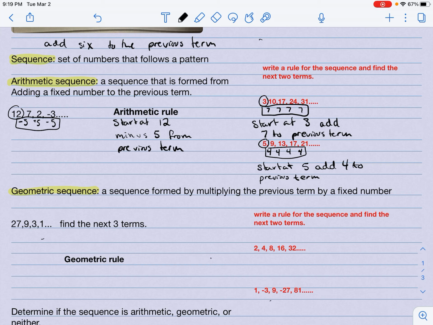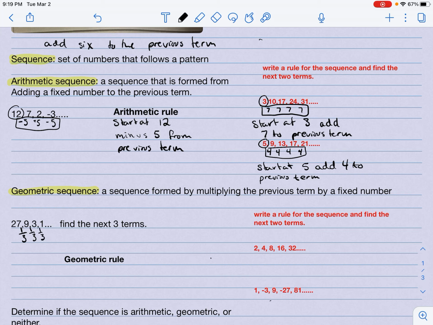So let's look and see how that looks. So we've got 27, 9, 3, and 1. So if we multiply 27 by a third or divide 27 by 3, once again, they are the same thing. You get 9. Same thing with 9. If you divide it by 3 or multiply by 1/3, you get 3. 3 times 1/3 is going to give us 1.